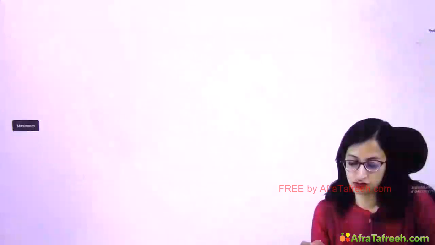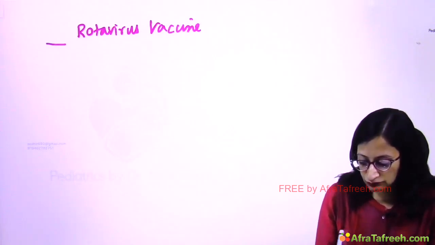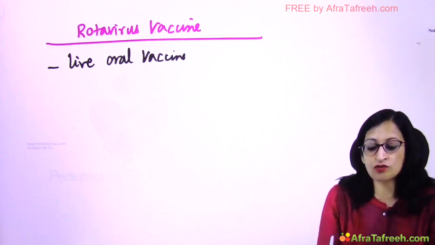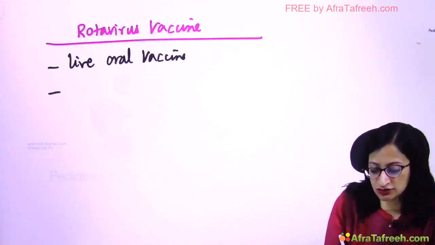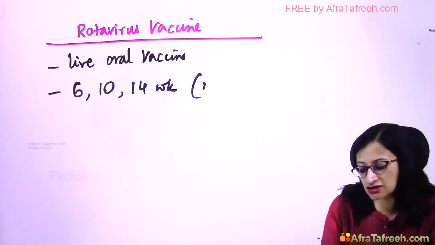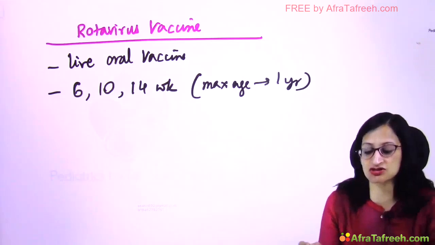Okay. Moving on to a little bit about rotavirus vaccine. So it is a live oral vaccine which has now been introduced in the national immunization schedule as well. So in the national immunization schedule, it is recommended to be given at 6, 10 and 14 weeks. Okay. And maximum age of catch-up vaccination is 1 year according to the national immunization schedule.